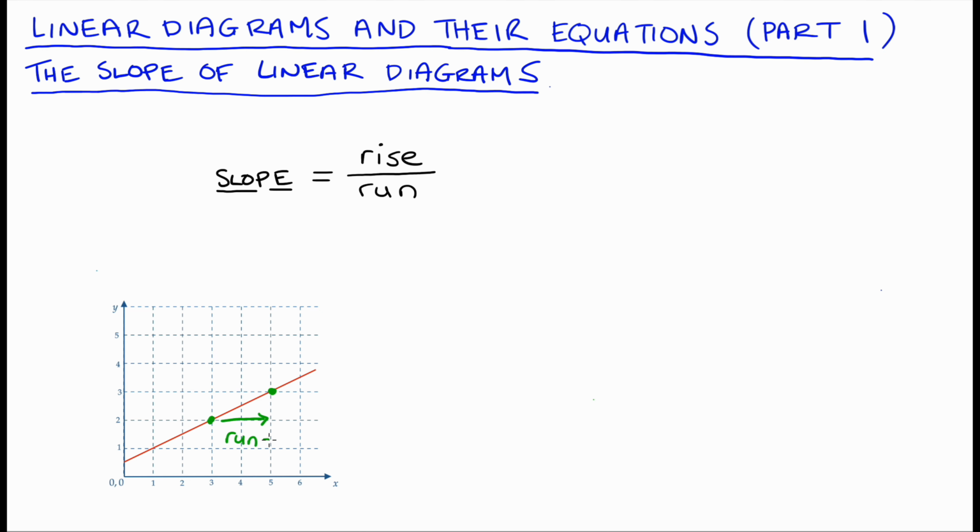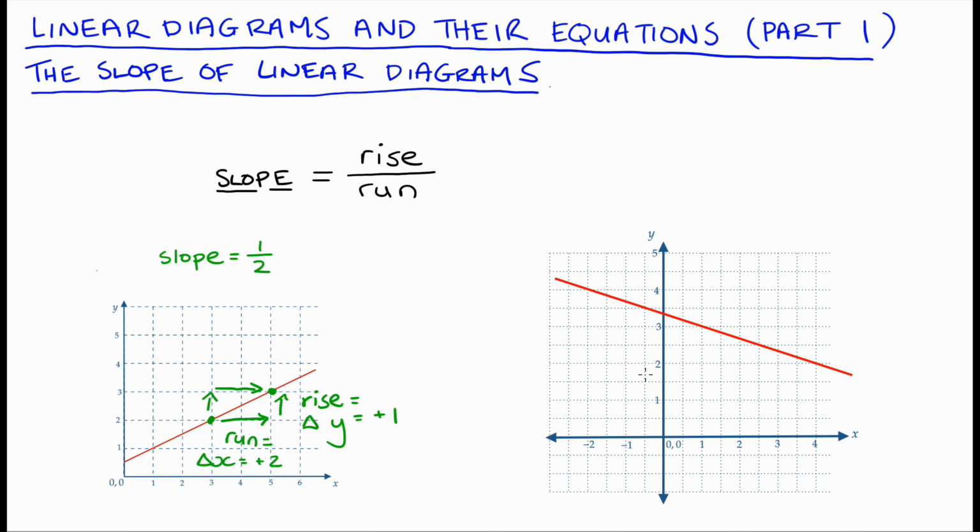Well, I could run forward, so that's a positive 2 run value, that's our change in our x value from 3 to 5. And I can rise 1 from 2 to 3, that's on our y-axis. So rise over run then will be, well, rise is 1 and run is 2. So the slope of this function is 1/2. You can do the rise first and then the run. It doesn't matter, the ratio will come out the same either way.